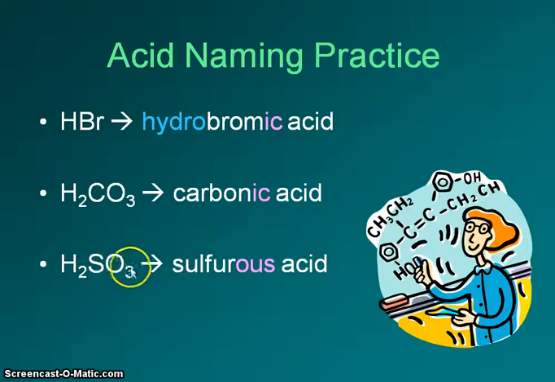This one here, we have H2SO3. SO3 is the sulfite ion, so we say this is sulfurous acid. If this were H2SO4, then this would be sulfuric acid.